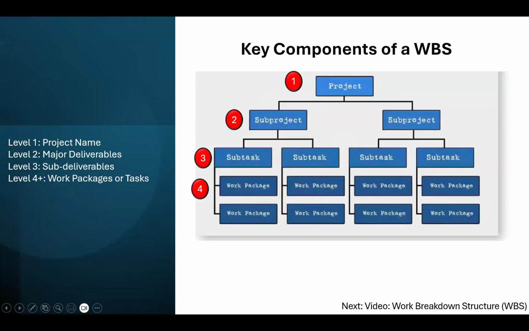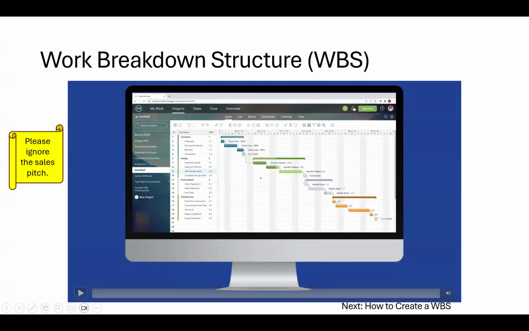Key component of a WBS. Again, we have 4 levels. We start with the project title, go to the sub-project. The sub-project is further divided into subtasks, and the subtasks are divided into work projects. Let's watch this video on the work breakdown. Now, while you're watching this video, I thought they really did a good job, but the problem is it has a sales pitch in it too. So if you can just ignore the sales pitch and just listen to the different parts of the WBS.